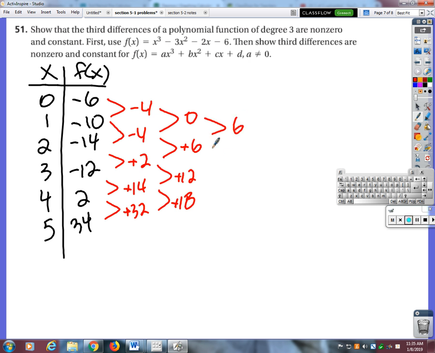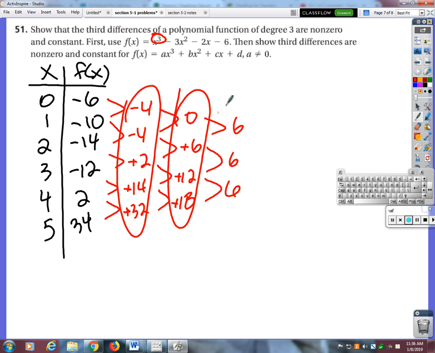Right, so now if we look at the third differences, those are all 6, and that fits because this is a cubic function. We would expect that not the first, not the second, but the third differences would all be the same.